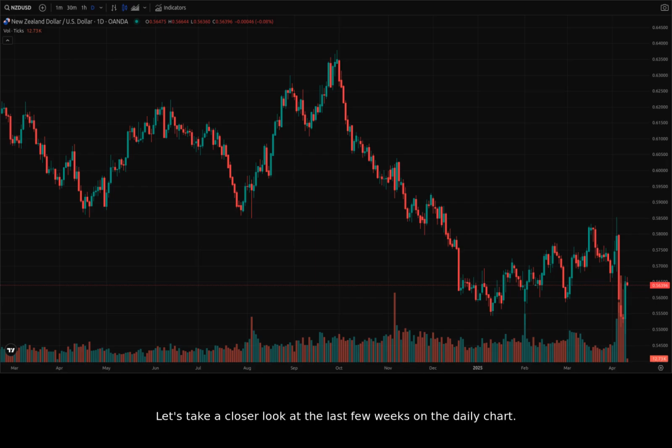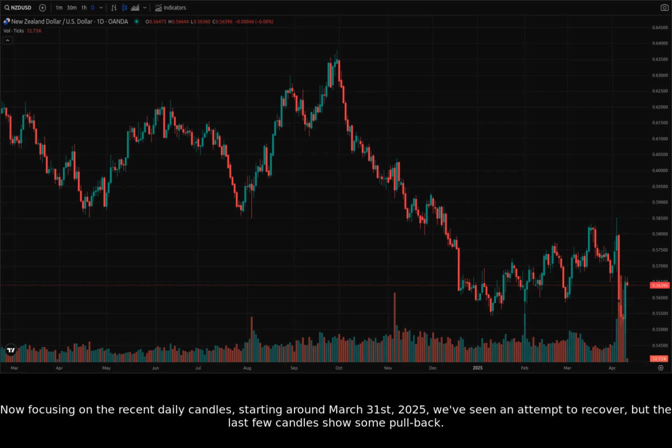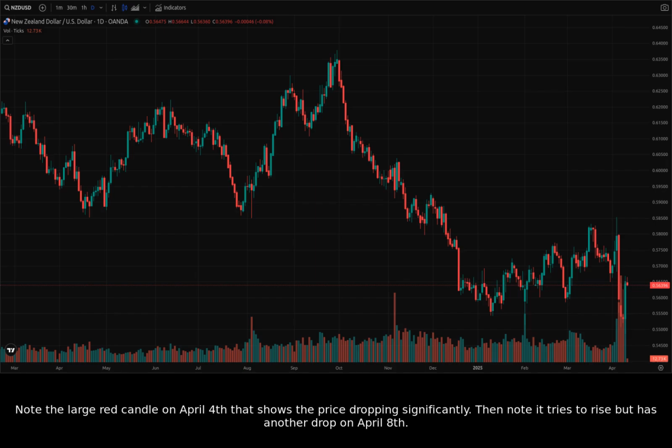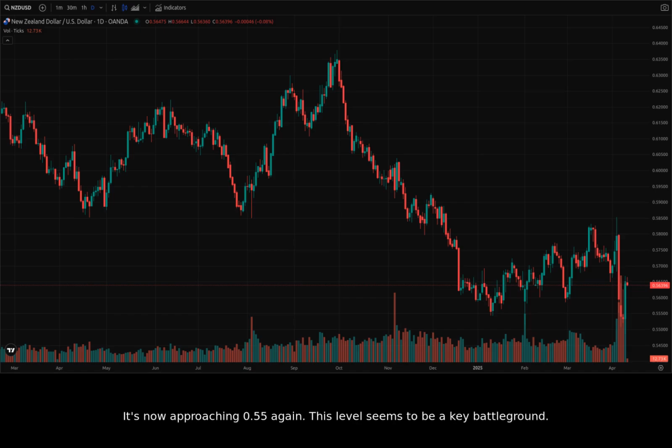Let's take a closer look at the last few weeks on the daily chart. Now focusing on the recent daily candles, starting around March 31st, 2025, we've seen an attempt to recover, but the last few candles show some pullback. Note the large red candle on April 4th that shows the price dropping significantly. Then note it tries to rise, but has another drop on April 8th. It's now approaching 0.55 again. This level seems to be a key battleground.